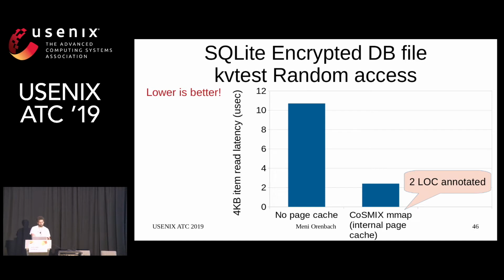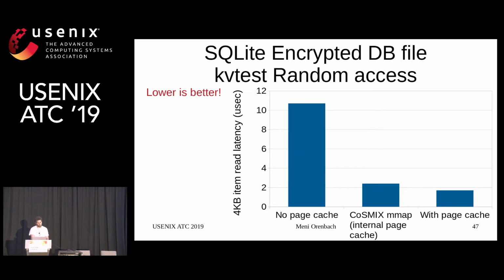Annotating memory mapped files in SQLite, which required only 2 lines of code of annotations, resulted in about 4.5 times faster access because the memory mapped files MStore uses caching and a page cache and caches the contents of the page, eliding the need to decrypt and integrity validate every page.